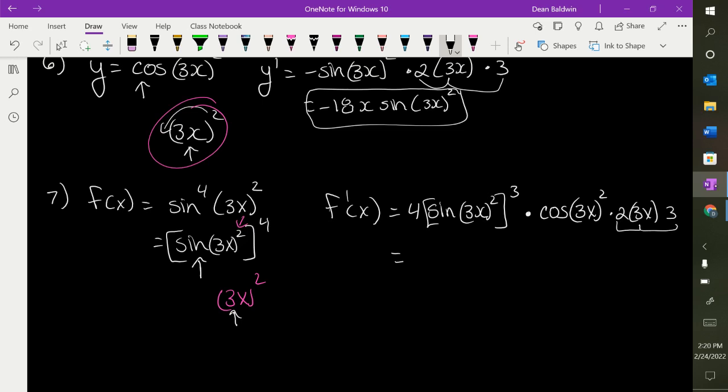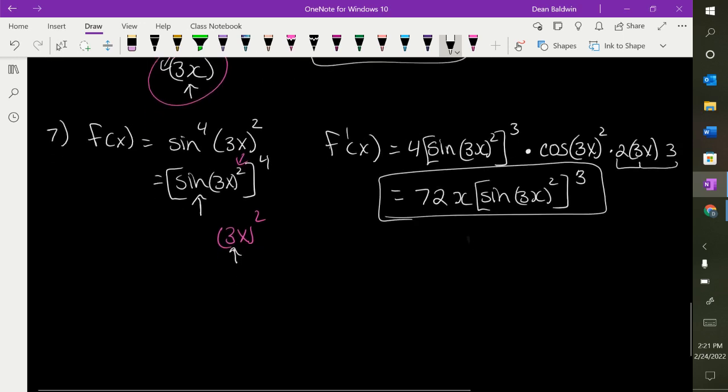Well, I can't do math. 4 times 2 is 8. 3 and 3 is 9. 8 and 9 is 72. I think that's right. We're just going to go with that. If I'm wrong, you'll correct me in class tomorrow. 72x times sine of 3x all squared, to the power of 3.